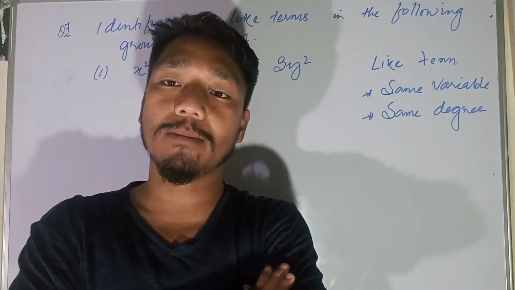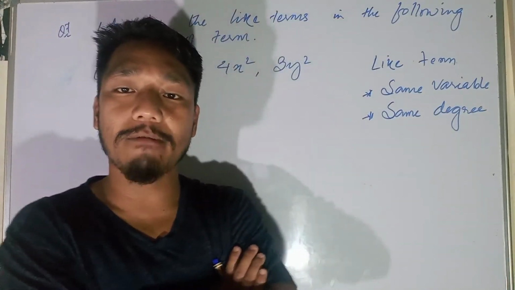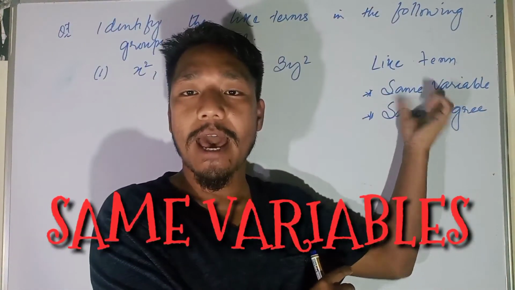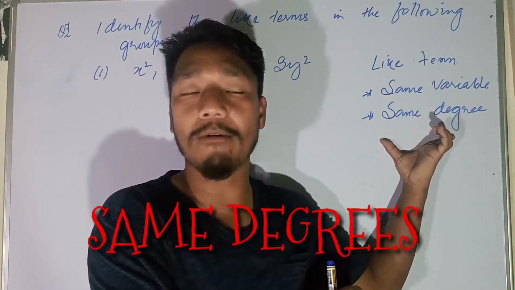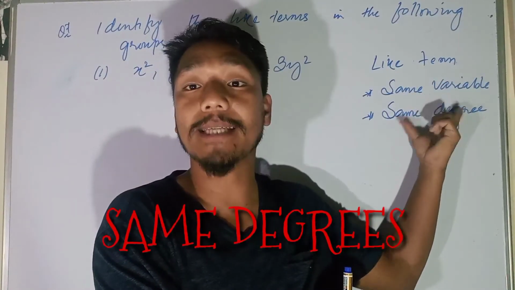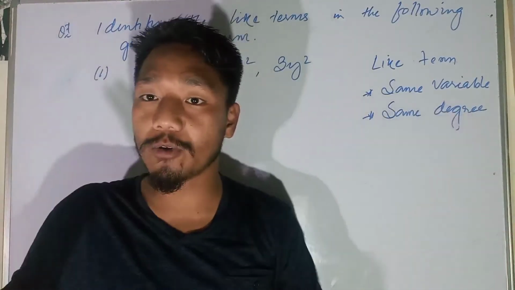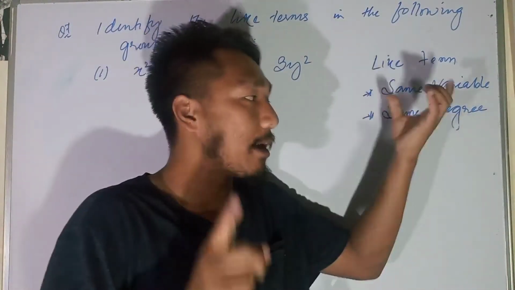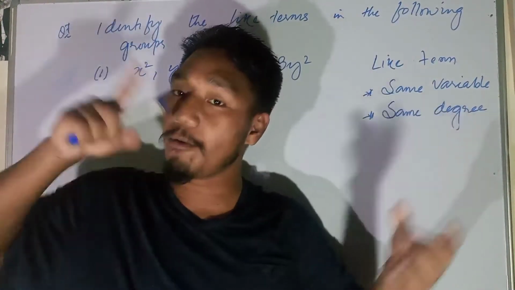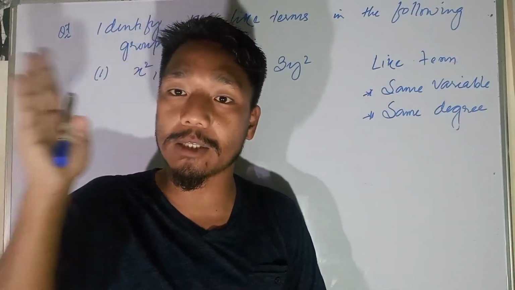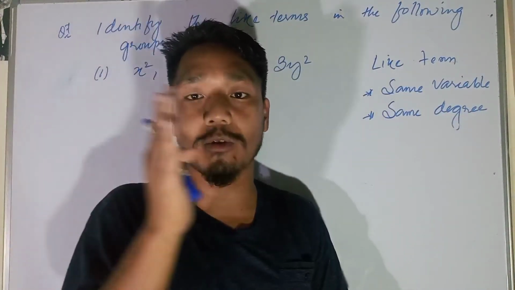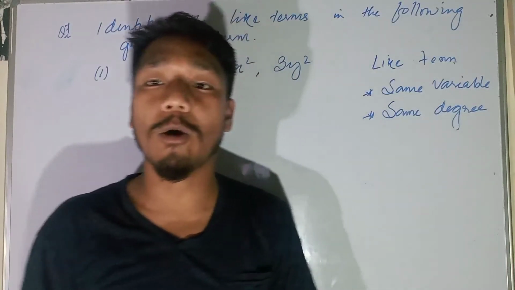Like terms are those terms which have the same variables and the same degree. Variable means if one term has an x, another one also should have an x. If another term has an x squared, then another one also should have an x squared. That means the degree should be the same and the variable also should be the same. That is what we call a like term.